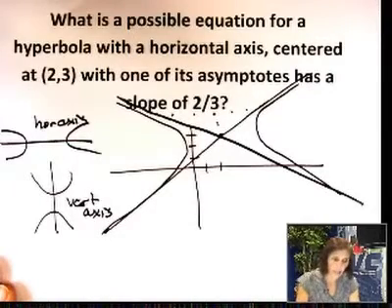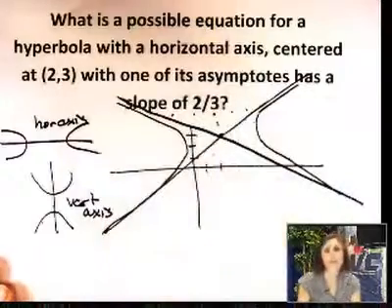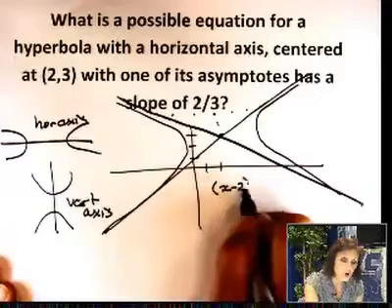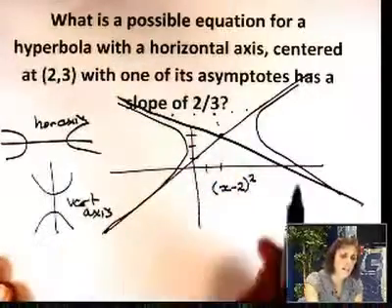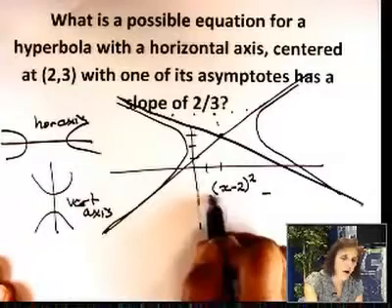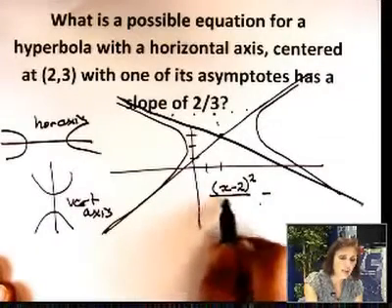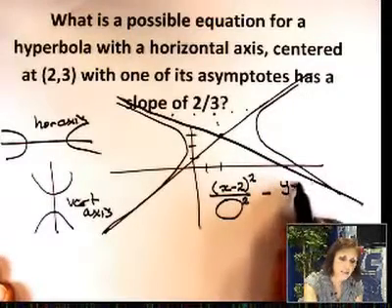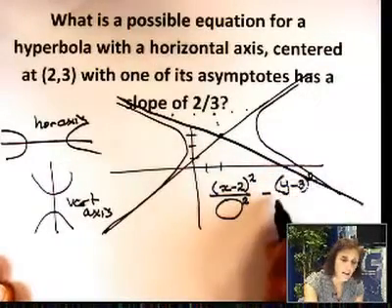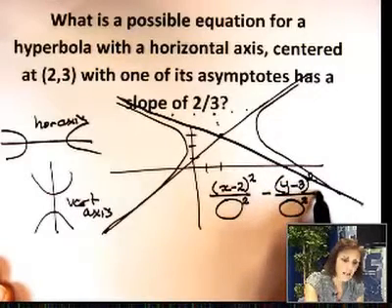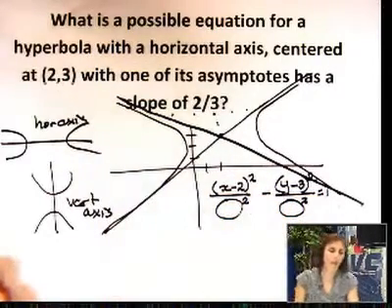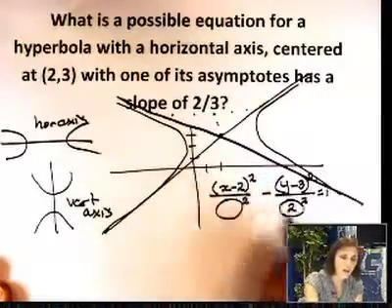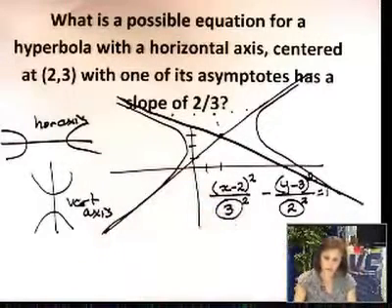So how am I going to write that? Since it's opening sideways, remember x comes first. So it's going to be x minus 2 squared because it's centered at 2, 3. And then you're going to have a minus. I'm going to deal with this in a second. And you're going to have y minus 3 squared. I'm going to deal with this in a second. And then on the right, it has to be 1. And remember, slope of 2/3. That means the 2 has to go under y, and then 3 has to go under x.